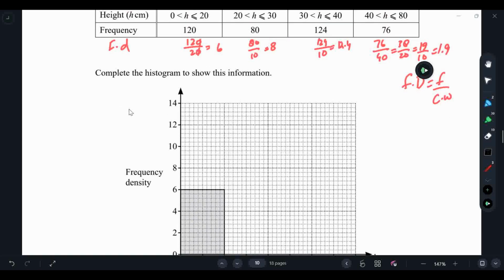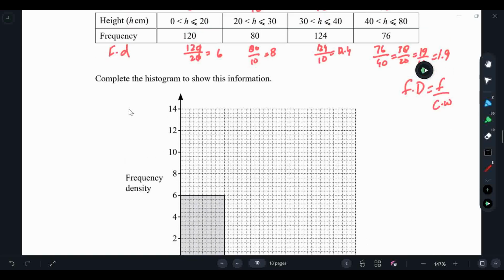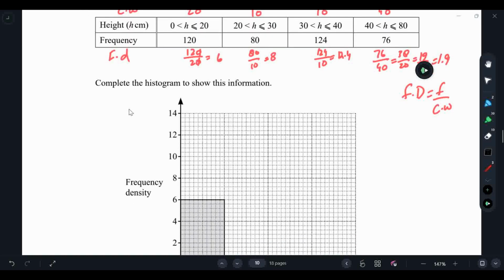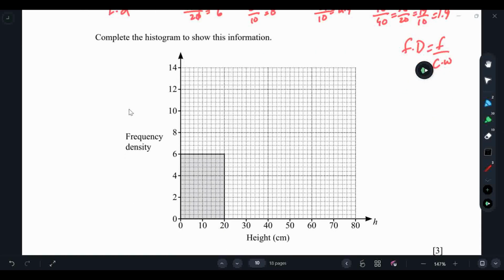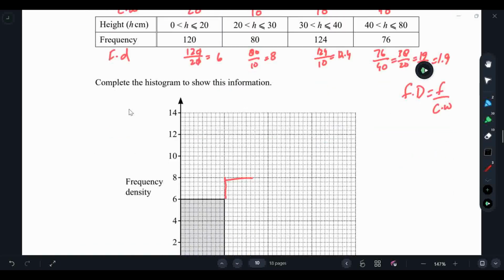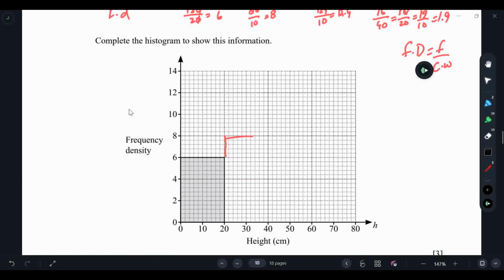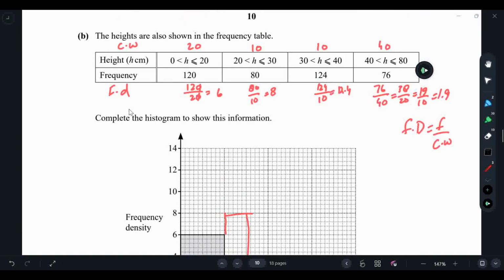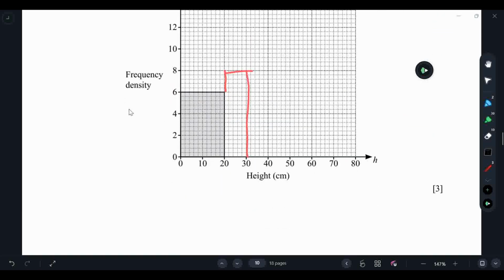So we can draw it easily. For the first class, it's given to us. For the second one, it's 8. So we need to draw it like this. From 20 to 30, it's 8. Then for 30 to 40, it's 12.4.